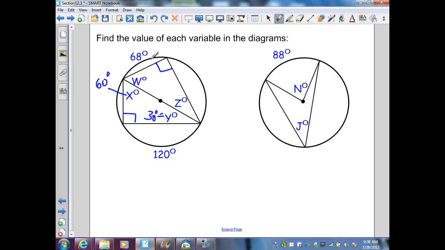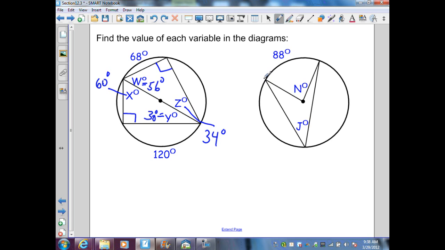I know the value of this intercepted arc. Therefore, I can determine its inscribed angle, which is half the measure of that arc. So I know that this is 34 degrees. By using the triangle sum theorem, I can find the value of this angle. 90 and 34 is 124. When I subtract from 180, that leaves me 56 degrees.